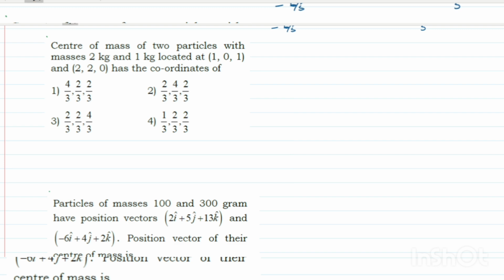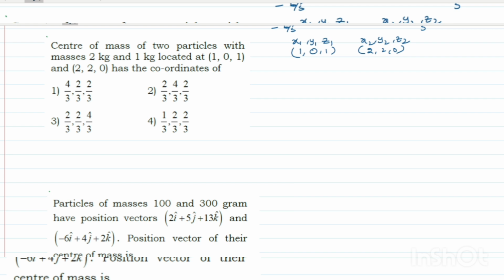So here it's a two particle system, students, but it's lying in the XYZ plane. It means it's lying in space. You can take the coordinates as 1, 0, 1, and the other coordinates as 2, 2, 0. Let us take an assumption: this is x1, y1, z1 and this will be x2, y2, z2.